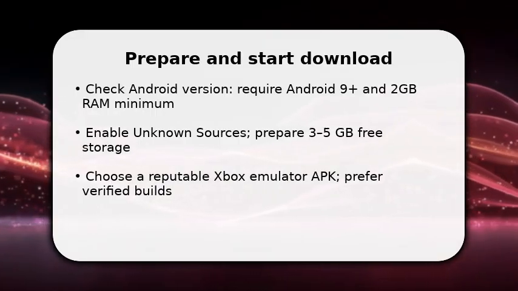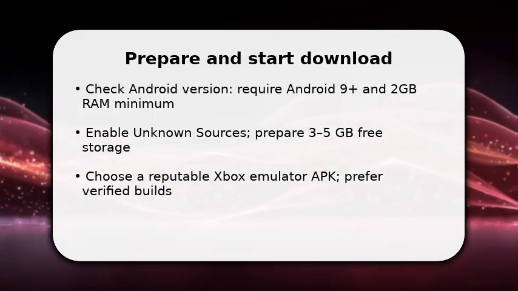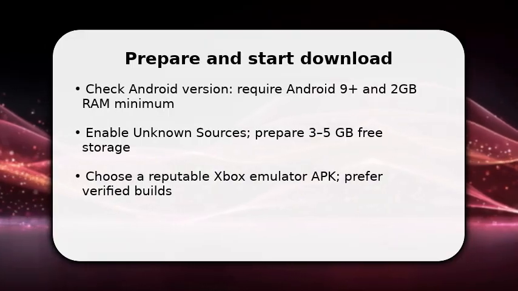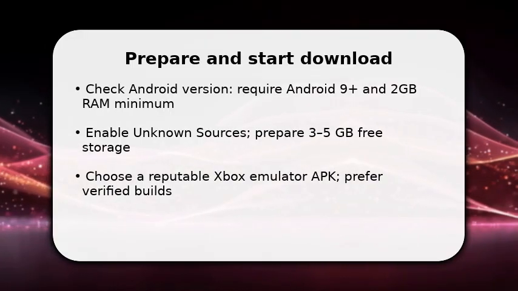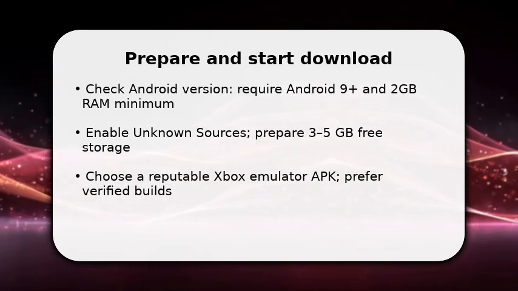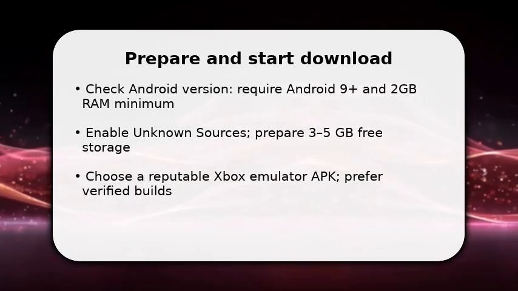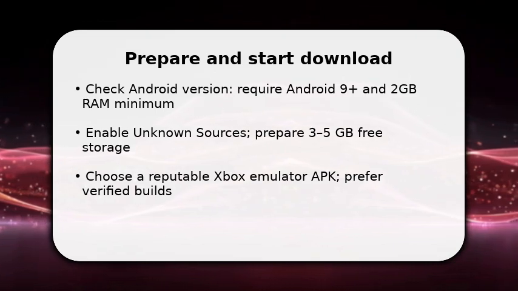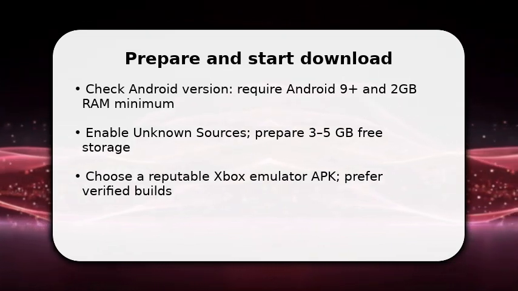Next, pick an Xbox emulator build that matches your CPU, ARM or x86. Download the APK using a secure connection and do not install yet. Instead, verify the file size and checksum so you avoid incomplete or tampered packages.